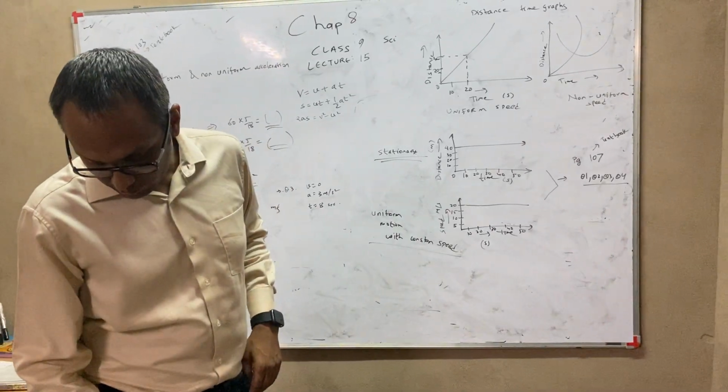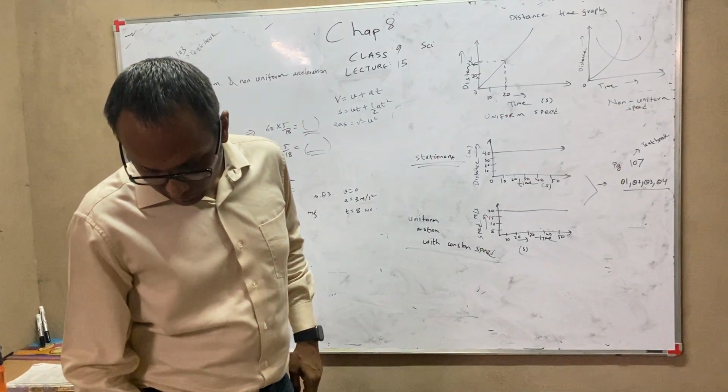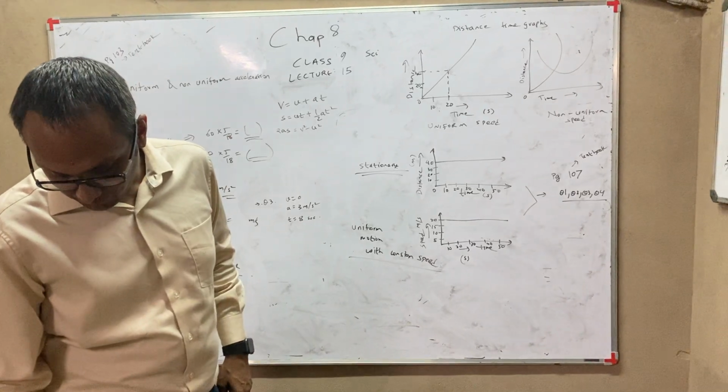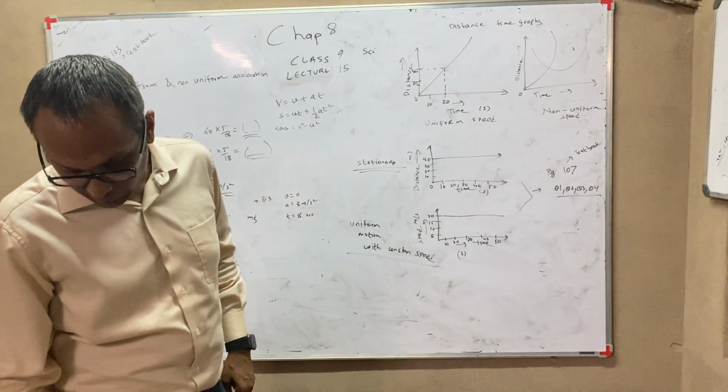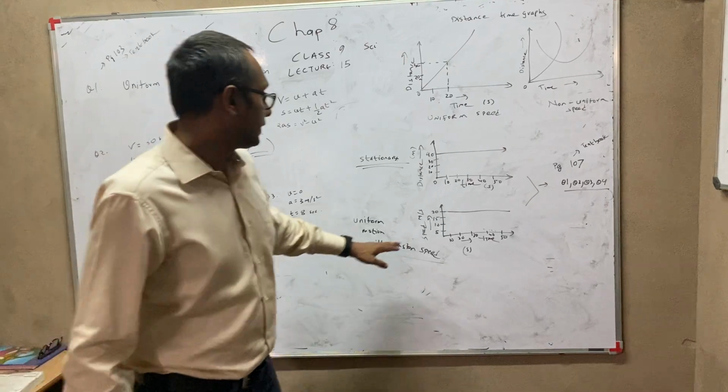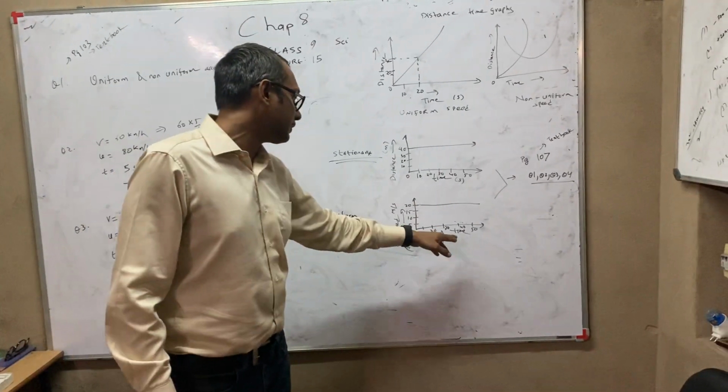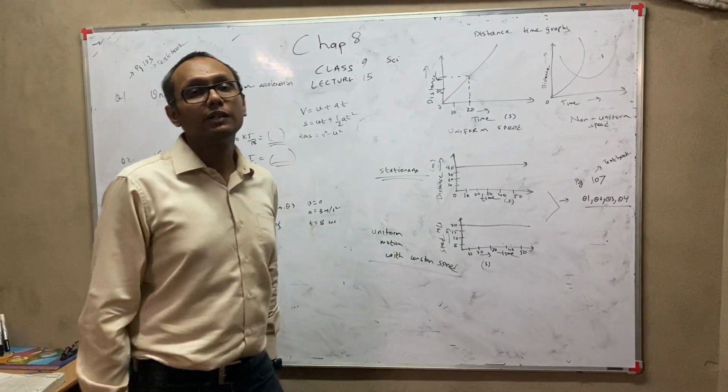And lastly, question number 3, what can you say about the motion of an object if the speed time graph is a straight line parallel to the time axis? Again, this one we have just discussed. Speed time graph is a straight line parallel to the time axis.